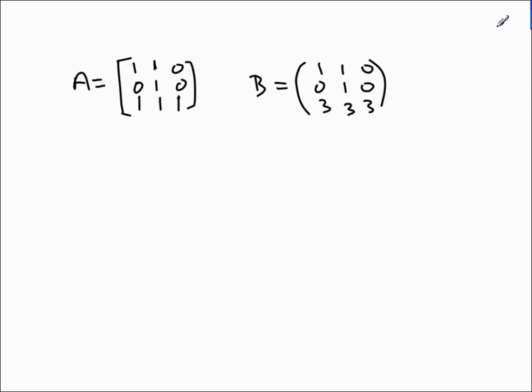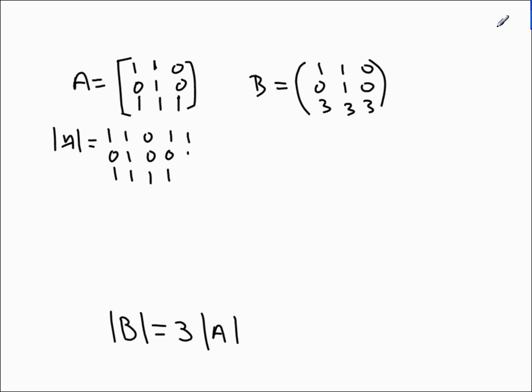If A is equal to 1, 1, 0, 0, 1, 0, 1, 1, 0. Oops. That's not a good one. 1, 1, 1. If I put that 0 in, the determinant will be 0. That's A. B, I'm going to triple the third row. So I get 1, 1, 0, 0, 1, 0, and I triple the last row. Now, the question is, is the determinant of B 3 times the determinant of A? The answer is yes. Let's verify. 1, 1, 0, 0, 1, 0, 1, 1, 1.